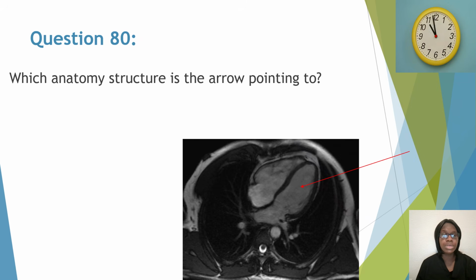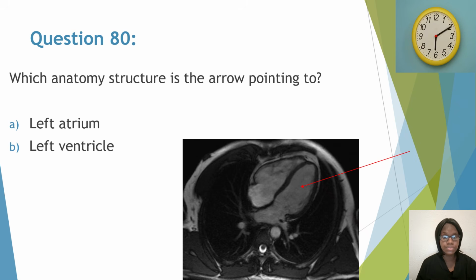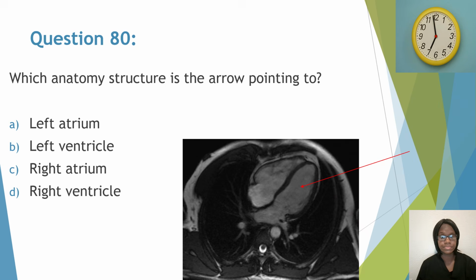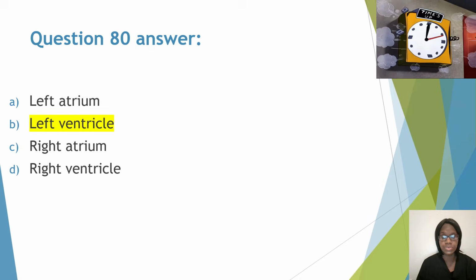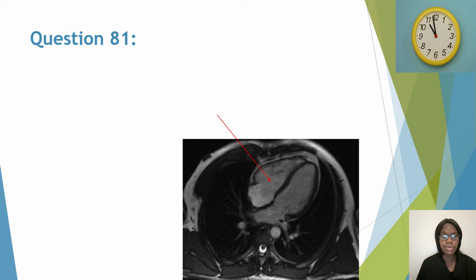Question 80. Which anatomy structure is the arrow pointing to? A, left atrium, B, left ventricle, C, right atrium, D, right ventricle. All right, the correct answer is, I'll give you 5 more seconds. B, left ventricle.